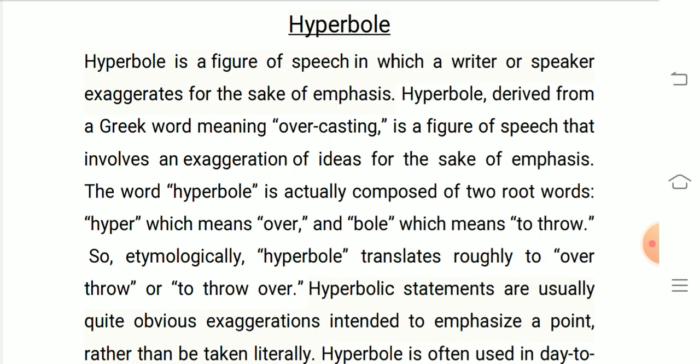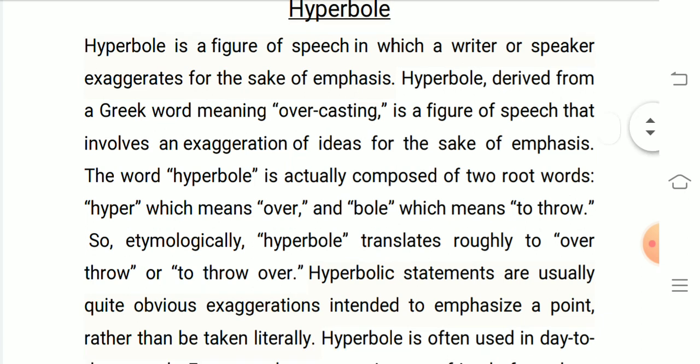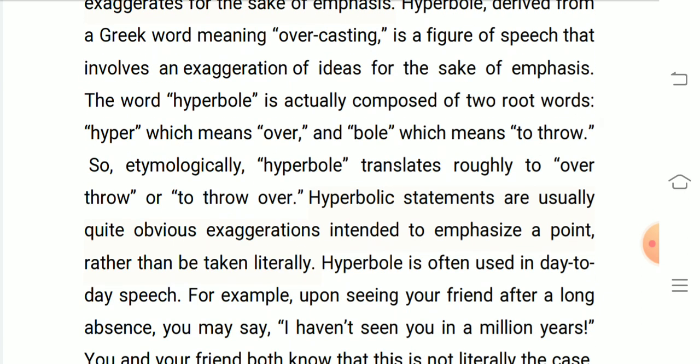The word hyperbole is actually composed of two root words. Hyper, which means over, and bole, which means to throw. So, etymologically, if we look at the origin and history of the word hyperbole, it translates roughly to overthrow or to throw over. Hyperbolic statements are usually quite obvious exaggerations intended to emphasize a point rather than be taken literally.